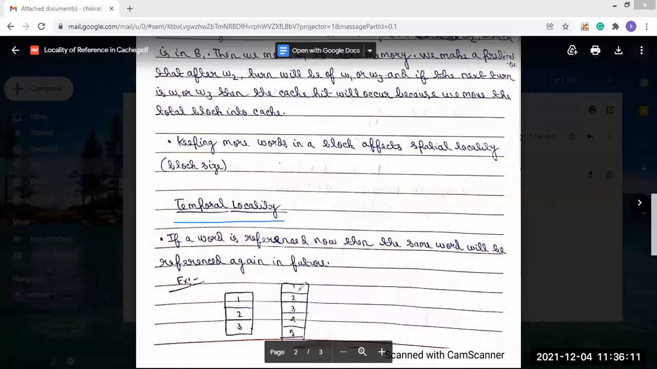Now let's take an example. In this example, you see this is the main memory. Let's say this is the main memory. Inside this main memory, 5 blocks are present.